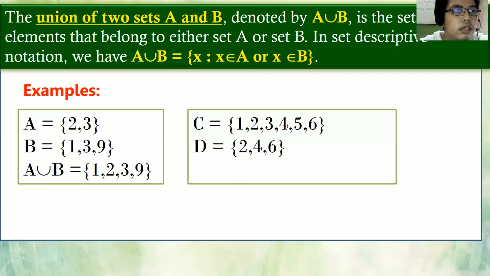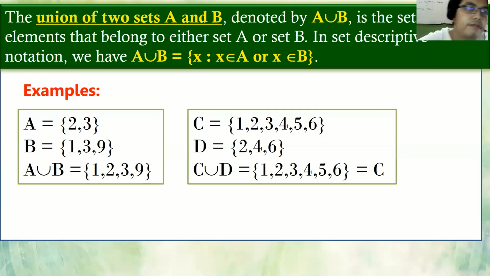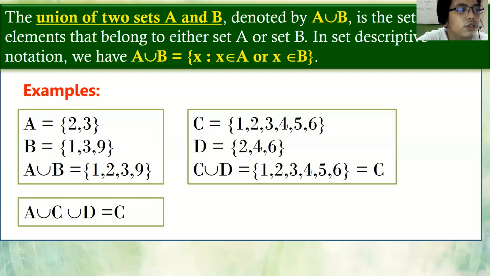Let's say for C and D, C is 1, 2, 3, 4, 5, and 6, and D is 2, 4, 6. If you join these two sets, the union is simply 1, 2, 3, 4, 5, and 6, or just the set C itself. If you join the union of A, C, and D, since the union of C and D is 1, 2, 3, 4, 5, and 6, and A contains 2 and 3, it's just simply 1, 2, 3, 4, 5, and 6, which is just set C.